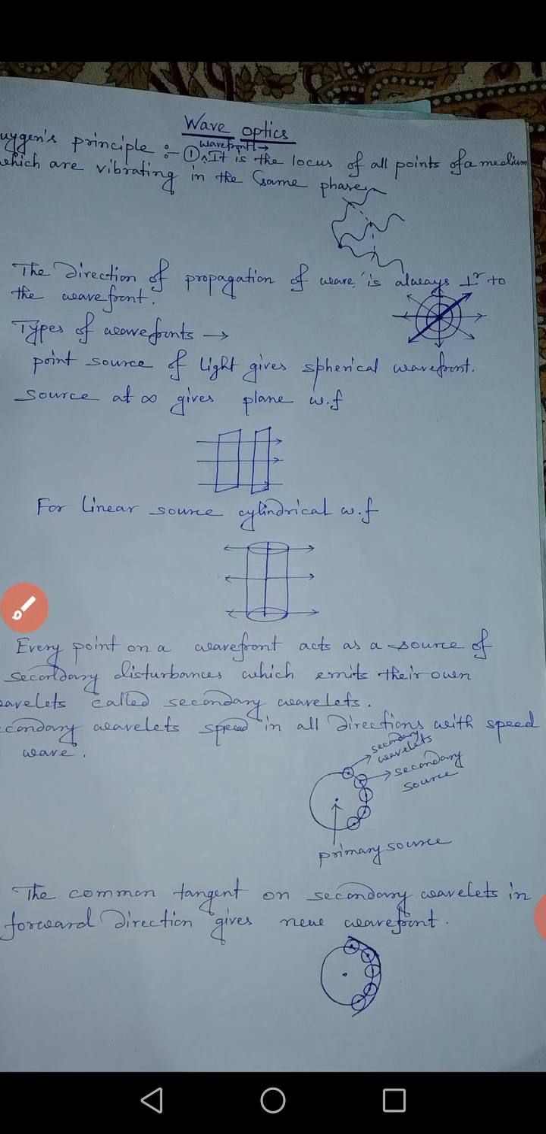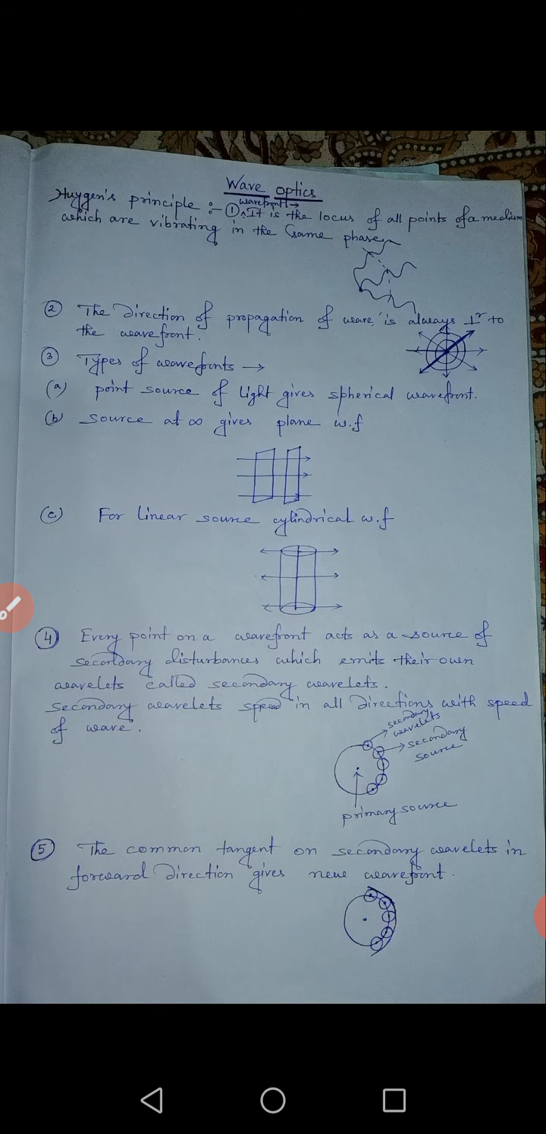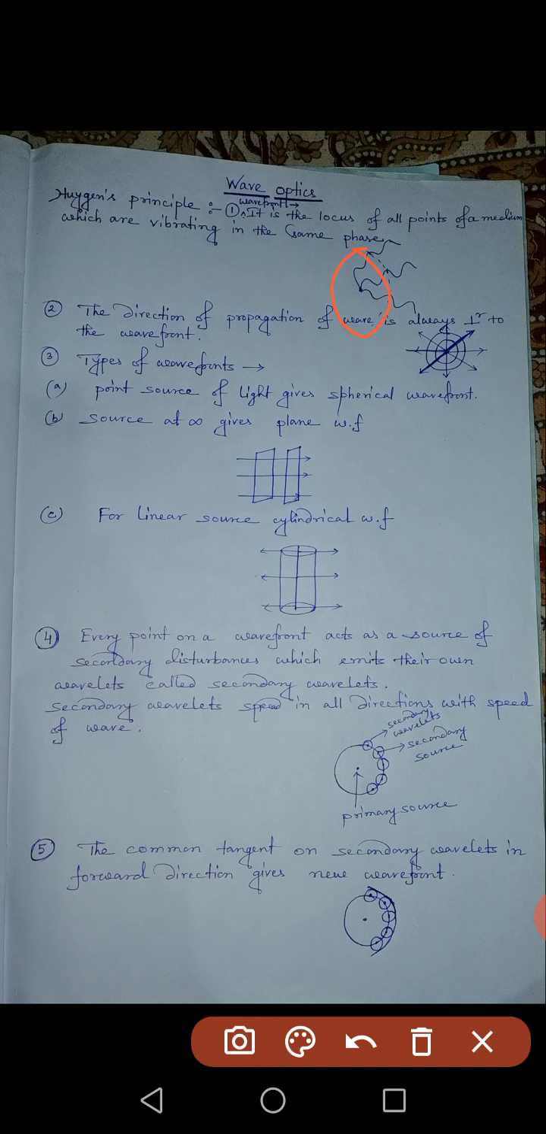Okay, next point, it is given that the direction of propagation of wave is always perpendicular to the wavefront. That means just now I said that if you join this locus, you will get a sphere. If you take another point like this point, this point, this point, then also you will get another sphere. So in this way you will get concentric spheres, and all these concentric spheres will be the wavefront. In the second point it is said that the direction of propagation of a wave is always perpendicular to the wavefront. Obviously it will be perpendicular.